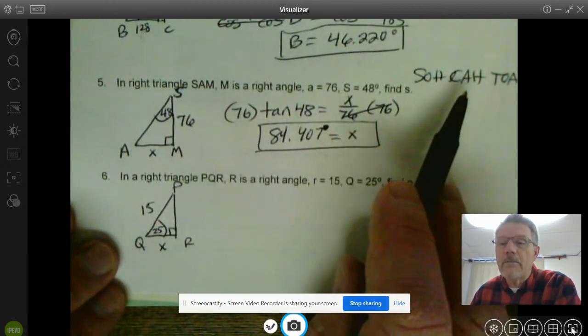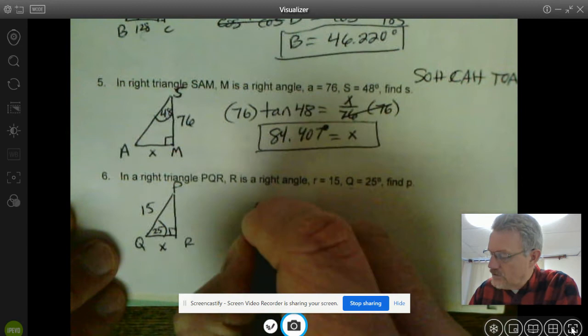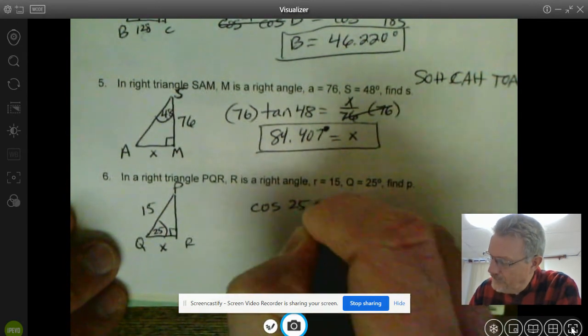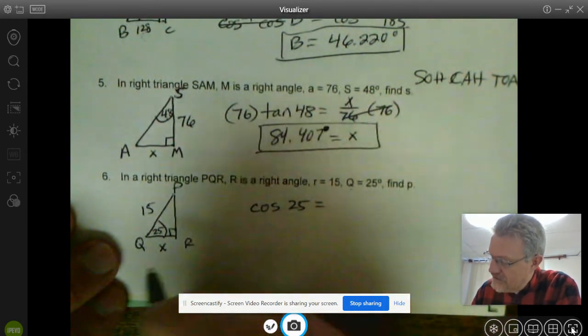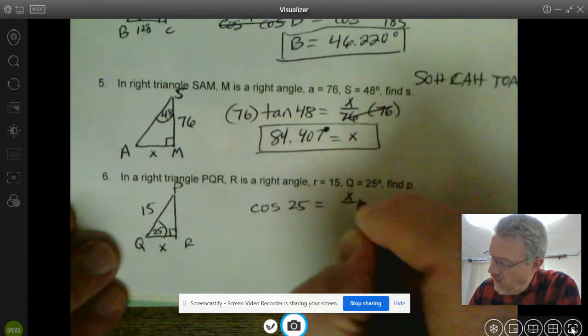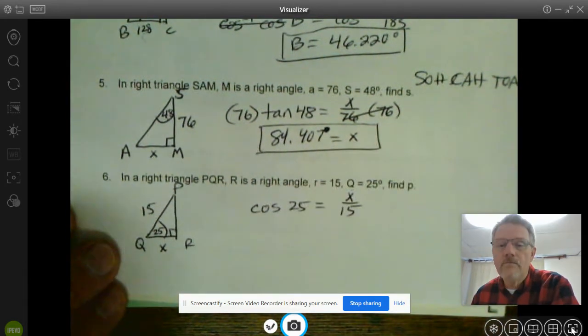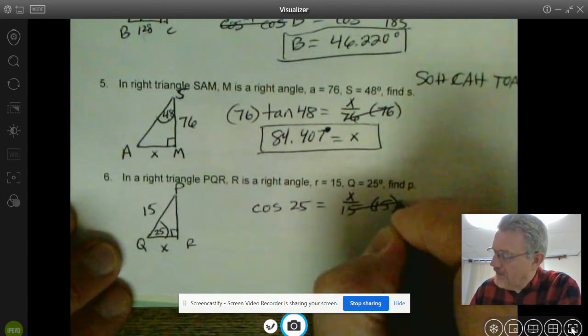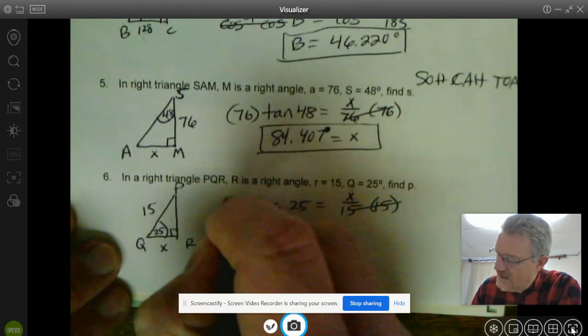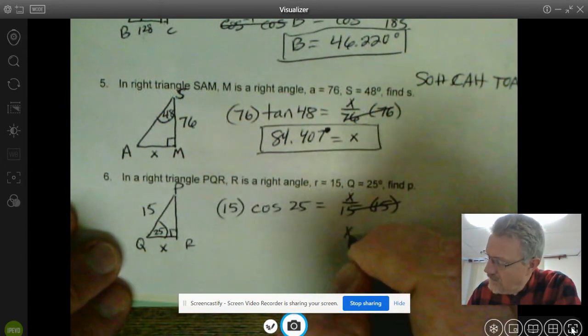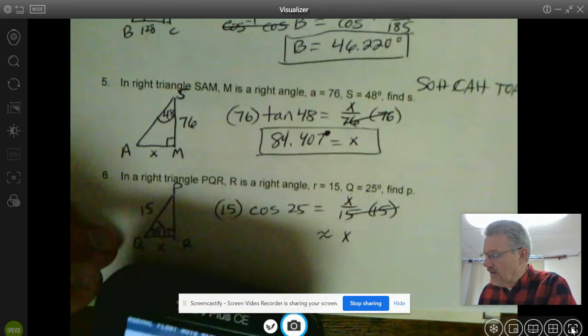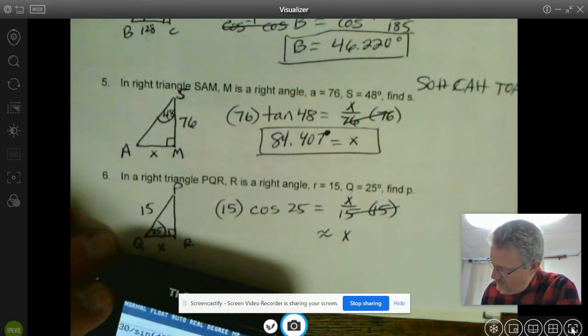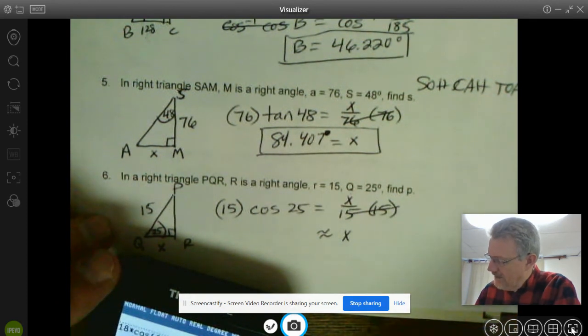So adjacent and hypotenuse tells me we're working with cosine. So cosine of the angle equals adjacent over hypotenuse. All right, solve for X. Get rid of a fraction by multiplying by the denominator. What you do to one side, you have to do to the other. All right, so in the calculator, 15 times cosine 25 is 13.595.